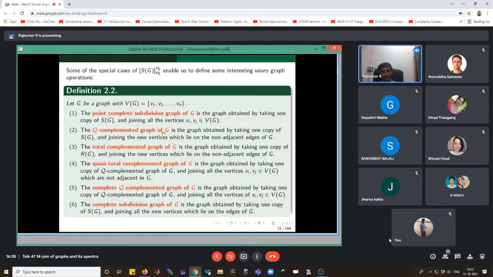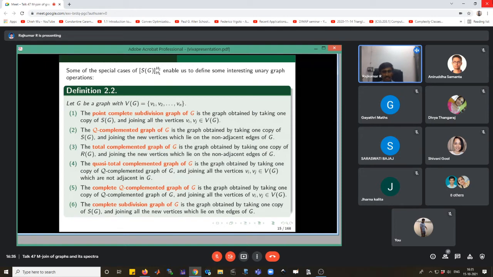And the Q complemented graph of G is a graph obtained by taking one copy of S(G) and joining new vertices which lie on the non-adjacent vertices of G. So several types of graph operations have been introduced here.